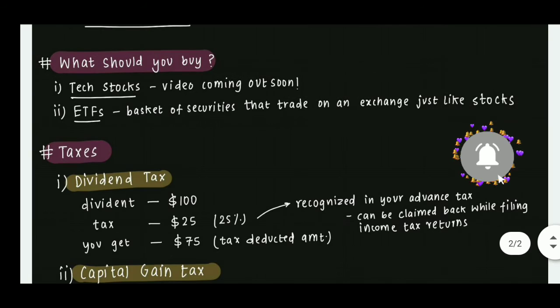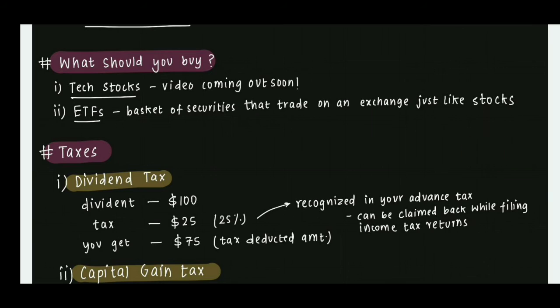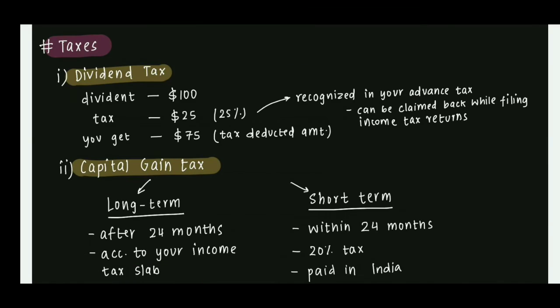So these are some suggestions from Ankur Warikoo on what you can start investing in in the US stock market: tech stocks and ETFs, which are just like mutual funds, a basket of different stocks. Now let's talk about taxes. The first is dividend tax. If you are getting $100 as a dividend, then 25% tax will be deducted, which is around $25, and you will get $75. But the deducted tax will be advance tax and can be claimed back while filing your income tax return.